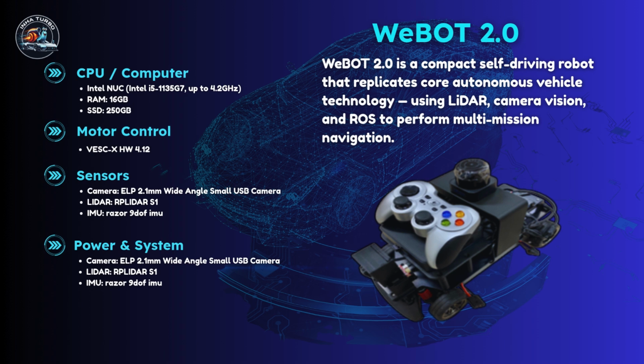Webot 2 is a 1 to 10 electric car with an onboard computer, motor controller, camera, LiDAR, and IMU running under ROS, forming a compact but realistic testbed for autonomous driving.